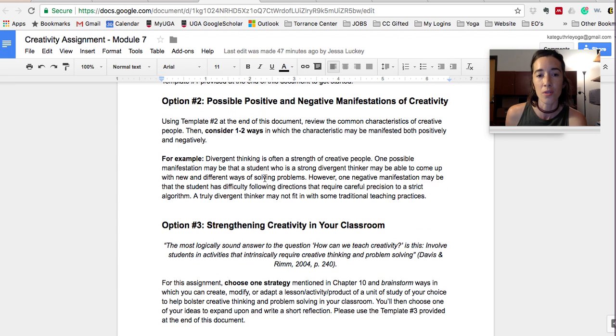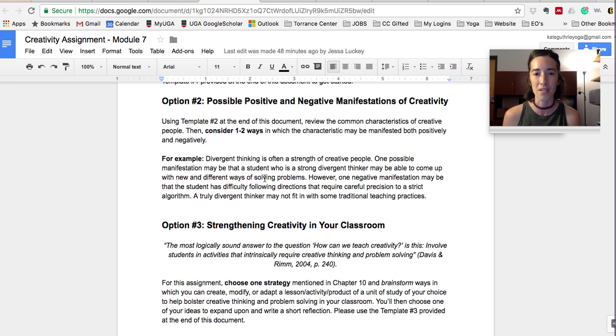Option 2 is going to be talking about or brainstorming possible positive and negative manifestations of creativity. It's very common knowledge that sometimes we have misconceptions of creativity as teachers. You know, we want to assume or believe that we are truly supporting creativity in our classroom because we think creativity is a really great thing to have. But sometimes creative potentials or creative traits may be manifested in more negative ways.